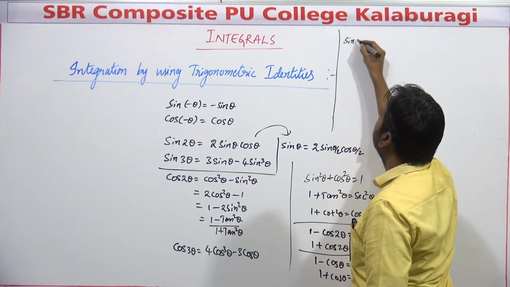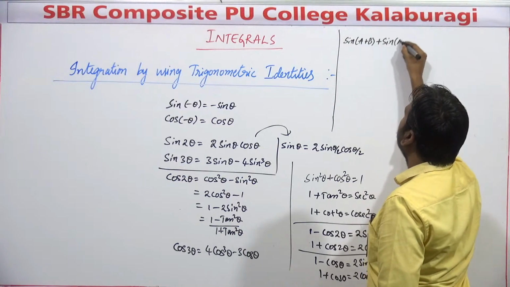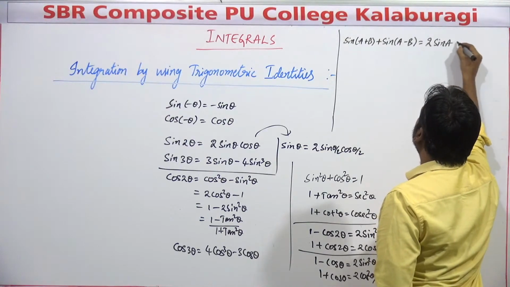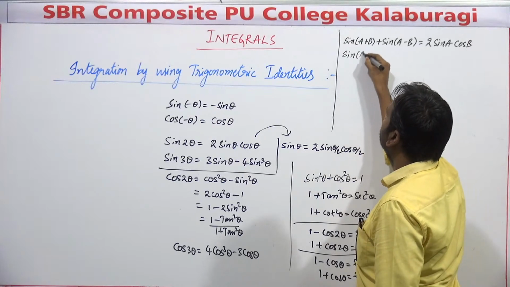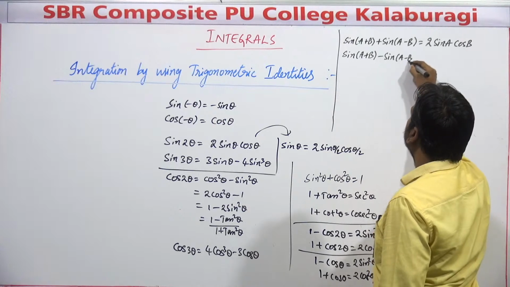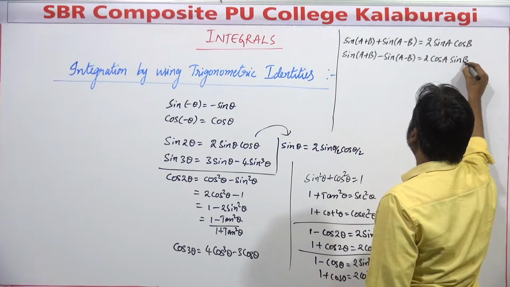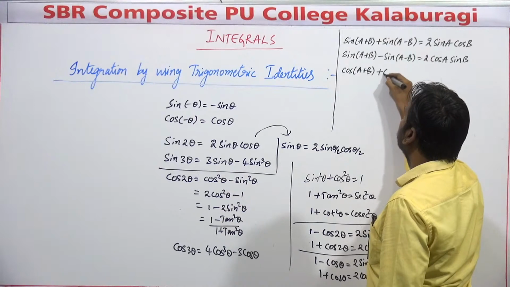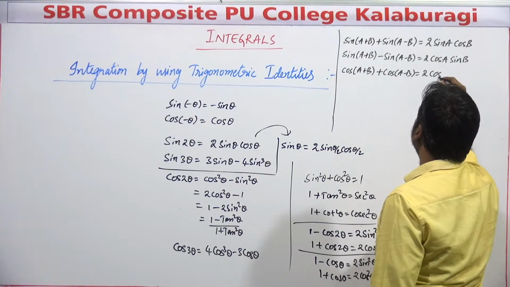Now, some more other things here, right? Sine of a plus b plus sine of a minus b is what? 2 sine a cos b, right? Sine of a plus b minus sine of a minus b is 2 cos a sine b. Cos of a plus b plus cos of a minus b, right, is 2 cos a cos b.